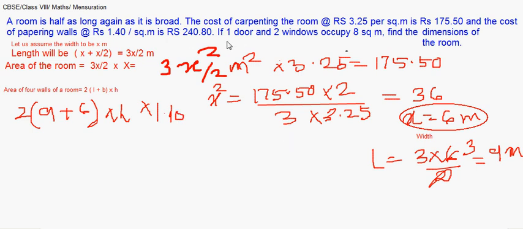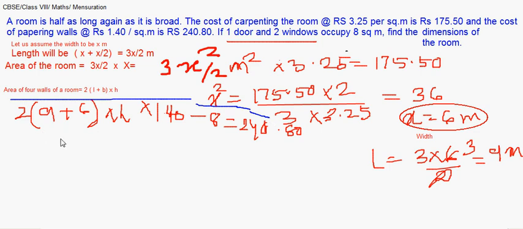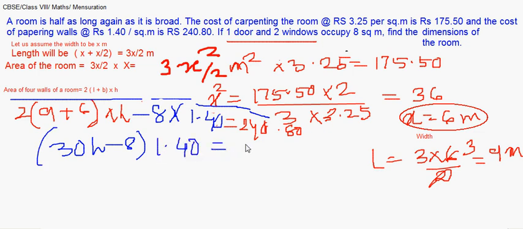because papering of the room will not include the one door and two windows which occupy 8 square meter, we also need to subtract that. That is 8 square meter should be giving us 240.80. Actually we should be writing total area multiplied by the rate. So the total area would include this multiplied by 1.40 per square meter. Now 2 into 15 is 30h, this is minus 8. This multiplied by 1.4 gives us 240.80.